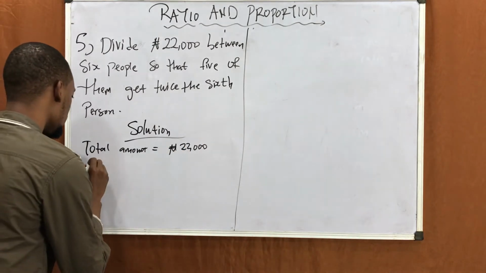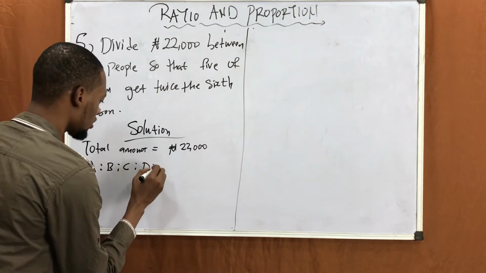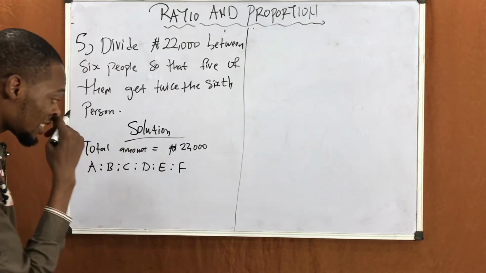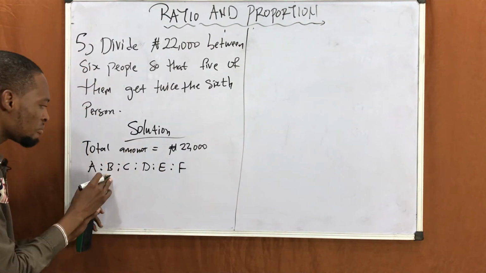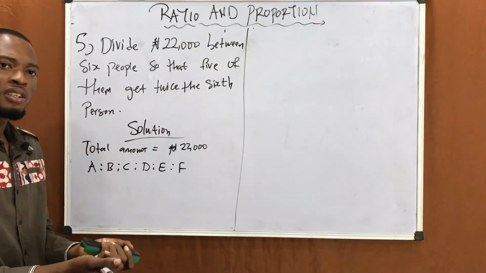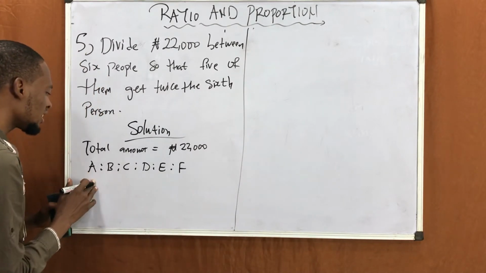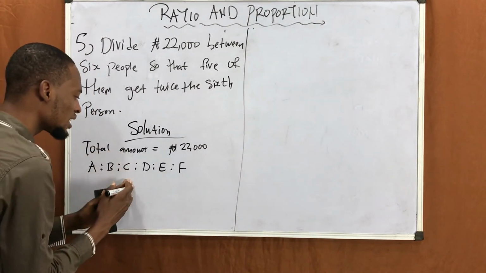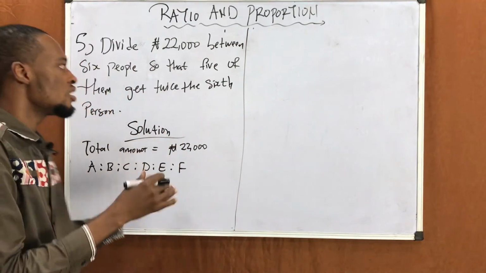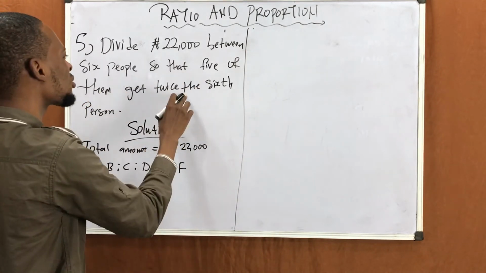That means A ratio, B ratio, C ratio, D ratio, E ratio, F ratio. That's 6. So this is Mr. A, Mr. B, Mr. C, Mr. D, Mr. E, Mr. F. So these are the 6 persons. These 5 are getting the same amount. This one is getting half. So if A is getting 10 naira, B will get 10 naira, C, D and E will get 10 naira, but F will not get 5 naira.